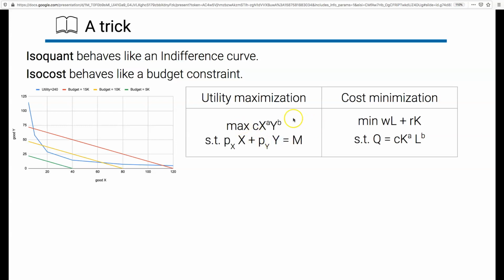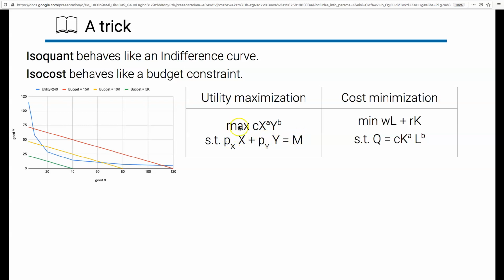For the consumer, the goal is to maximize utility, and we can think of a Cobb-Douglas utility just like we can think of a Cobb-Douglas production function, because we can just replace capital and labor with good X and good Y, so that would be a legit utility function. And so we want to maximize utility subject to the budget constraint that we only have an income of $M that we need to spend between good X and good Y.